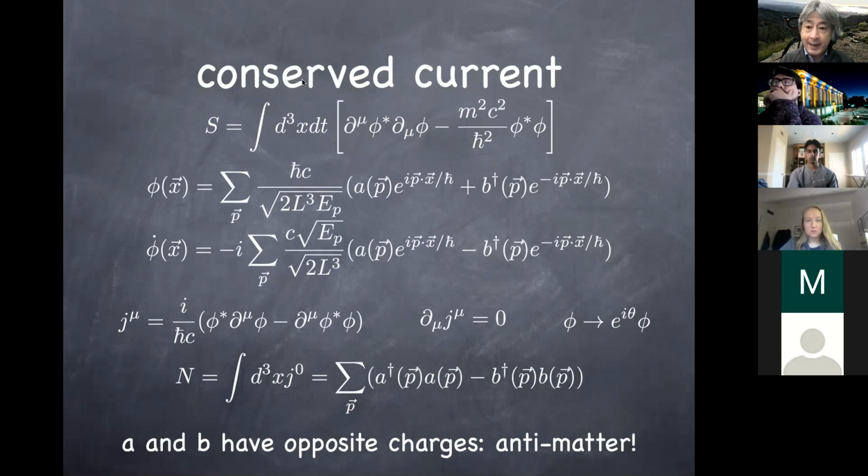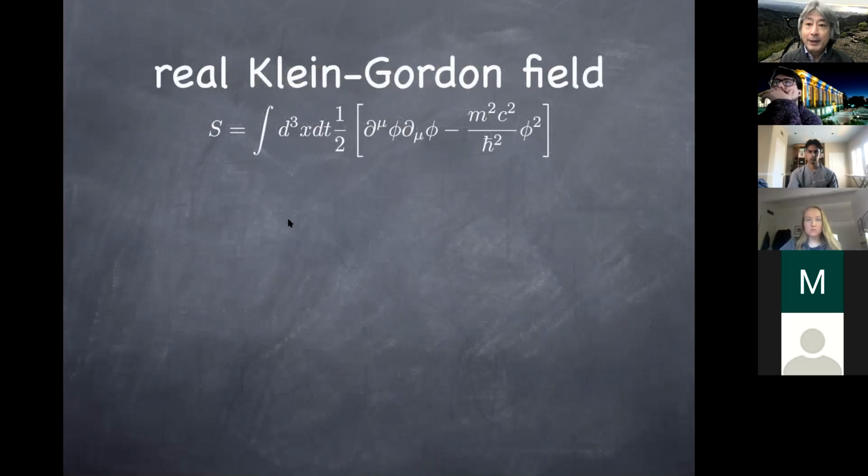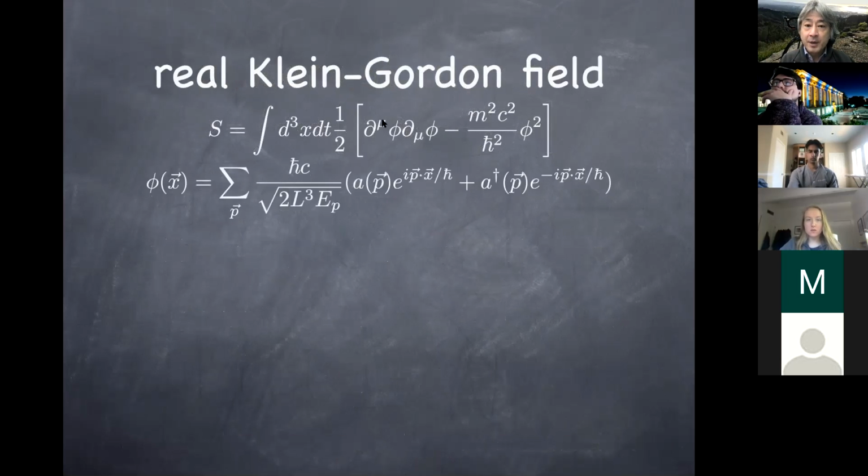Okay, so we discovered antimatter. But as Adi asked already, one can also talk about the real Klein-Gordon field. And to have the correct normalization, it turns out that I need to put a factor 1/2 here to talk about real Klein-Gordon field. And so the real Klein-Gordon field is also expanded in momentum modes, just like the complex Klein-Gordon field. But now we have to make sure that phi dagger is the same as phi, namely real in classical language means Hermitian for operators.